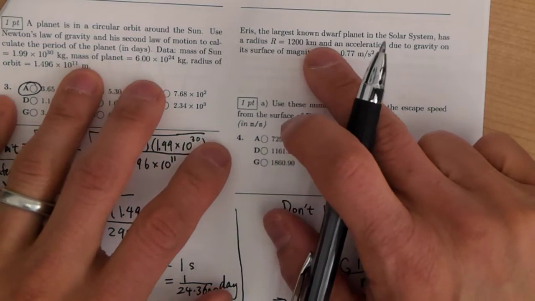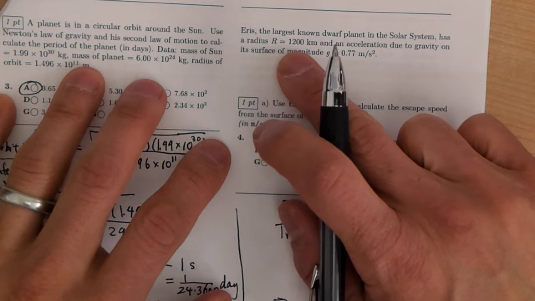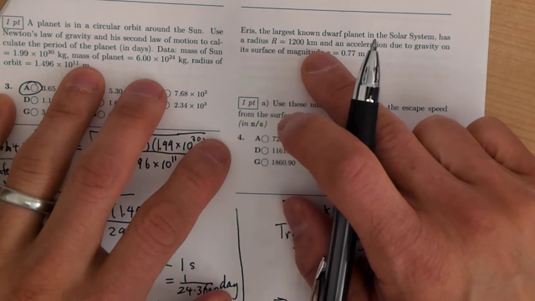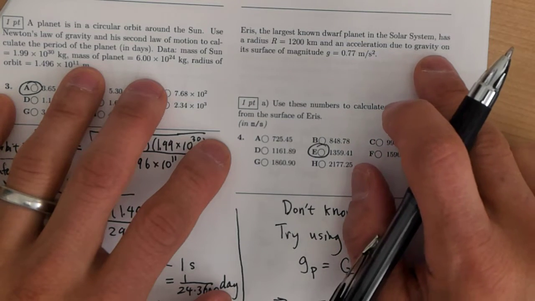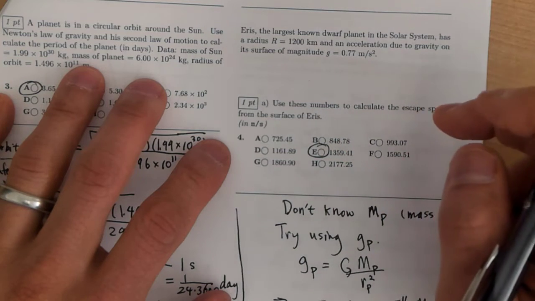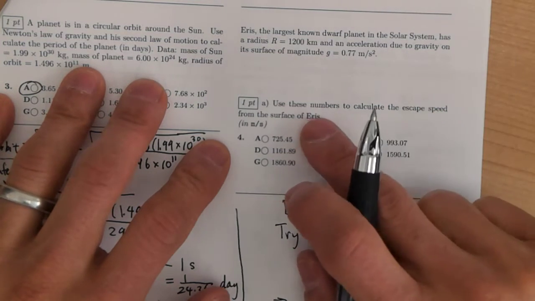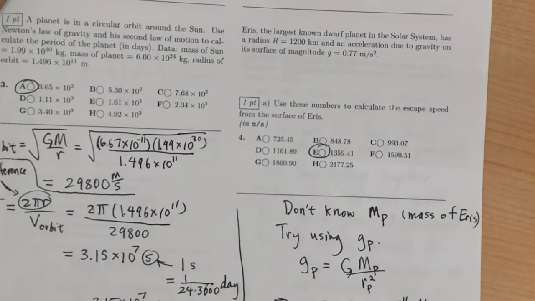Eris, the largest known dwarf planet in the solar system, has a radius R of 1,200 kilometers and an acceleration due to gravity on its surface of small g equal to 0.77 meters per second squared. Use these numbers to calculate the escape speed from the surface of Eris.